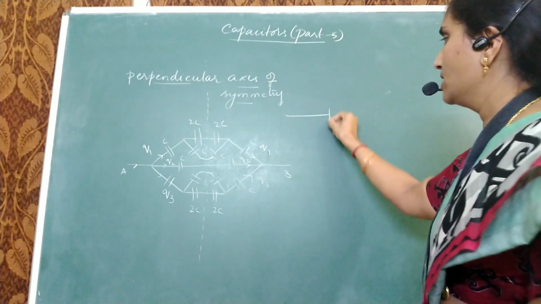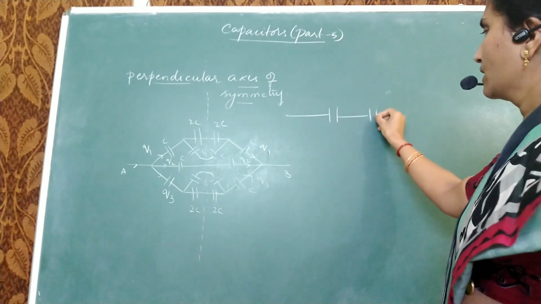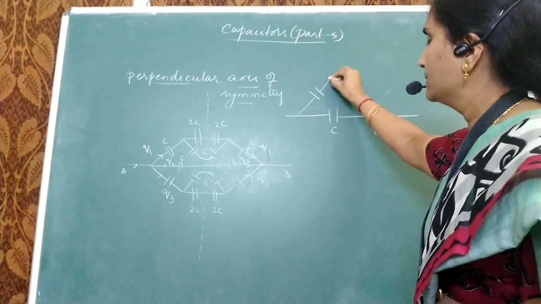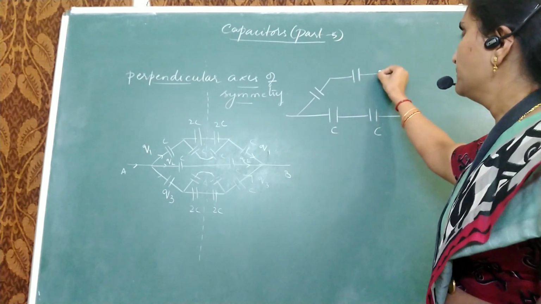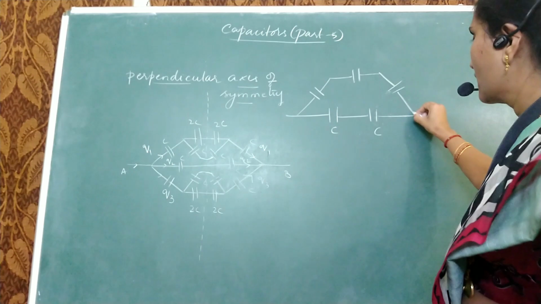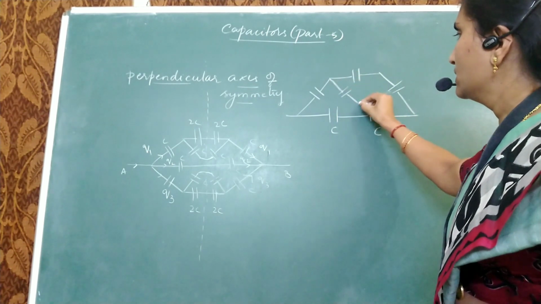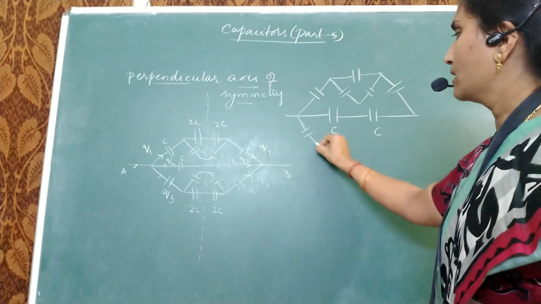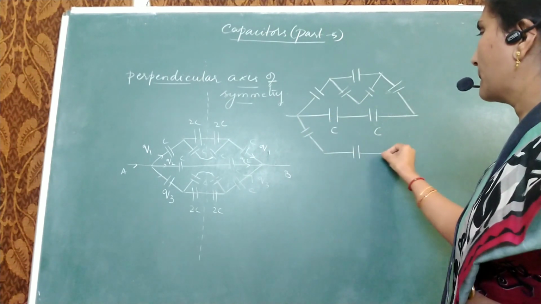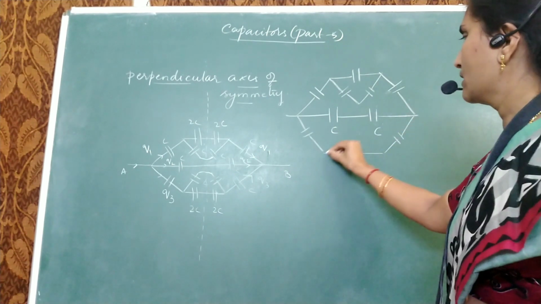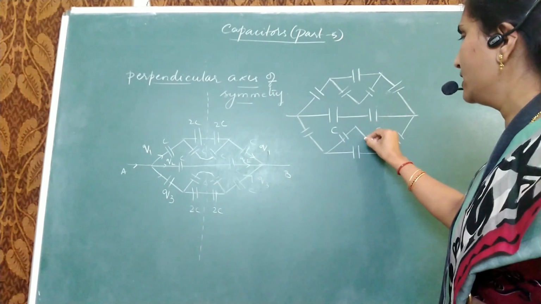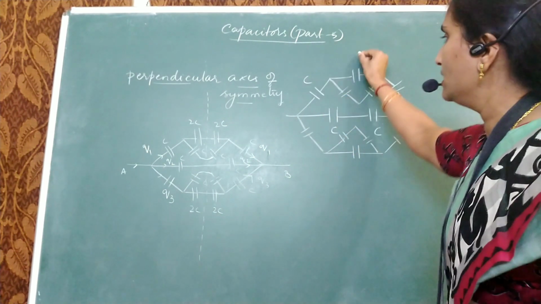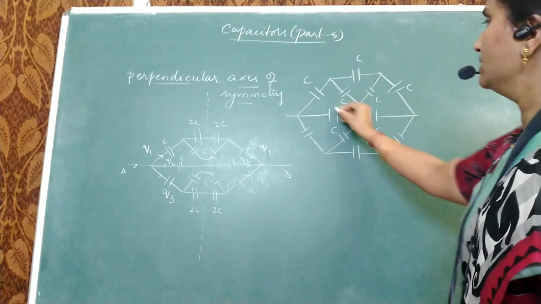Central branch I am not changing. C and C. Upper loop got separated. Here we have made it into C and C. We have removed this junction. This is how we will get it. Now try to simplify. C, C, all are C.